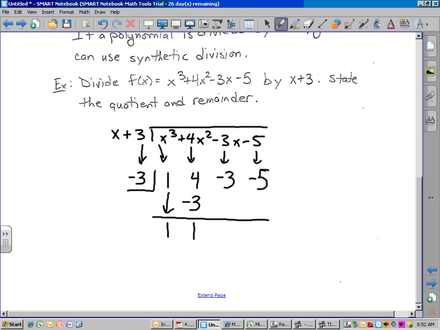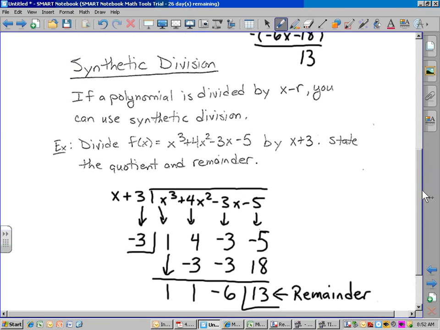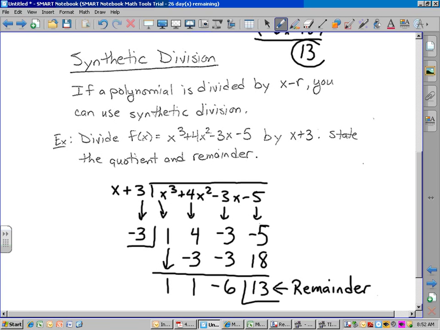Then we take negative 3 times that 1. And we get negative 3 again. And then we add. We get negative 6. Take negative 3 times that negative 6 and get positive 18. And we add that. And we get 13, which happens to be our remainder. The exact same remainder we got in the last problem, as you can see right here at the top of the screen. We did the long division.